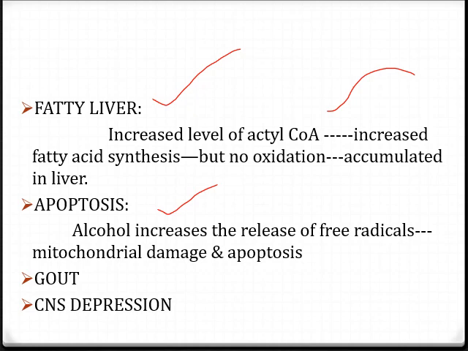Okay, now another thing, gout. You know that gout is the accumulation of uric acid. How does gout occur in alcoholics? The increased lactic acid production results in hyperlacticidemia. This hyperlacticidemia reduces the capacity of the kidney to excrete uric acid, which favors the accumulation of uric acid, leading to secondary hyperuricemia and causing aggravation of gout. And it can also lead to CNS depression, because alcohol can readily cross the blood-brain barrier, affect the functions of the brain and cause CNS depression.